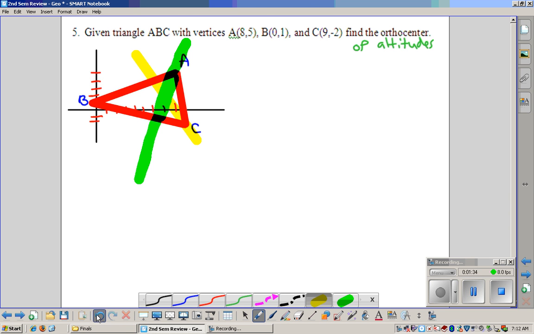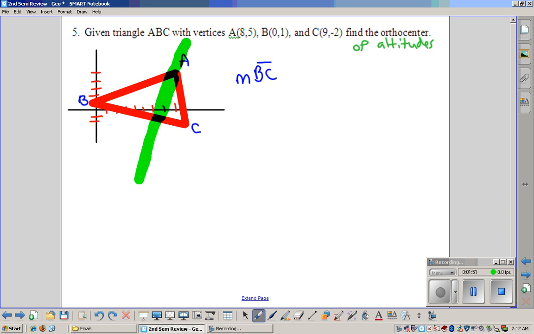So let's back up for a minute, and let's find the slope of BC. The slope of this line will be a direct relationship with the slope of the green altitude. So let's find the slope of BC. Okay, slope of BC. M I'm using as a symbol for slope. So, you need the change in y. y2 minus y1, that's 1 minus 5, over 0 minus 8.